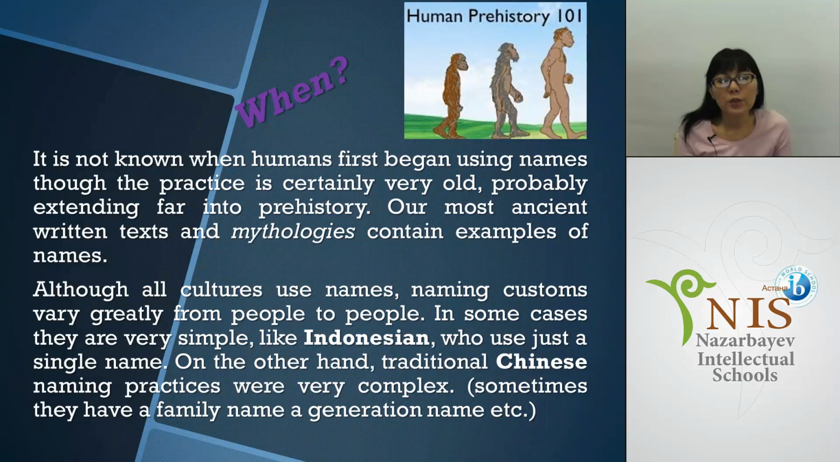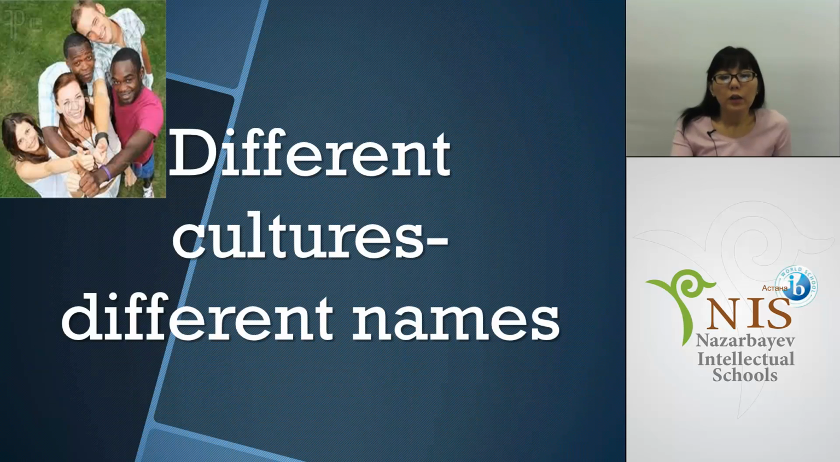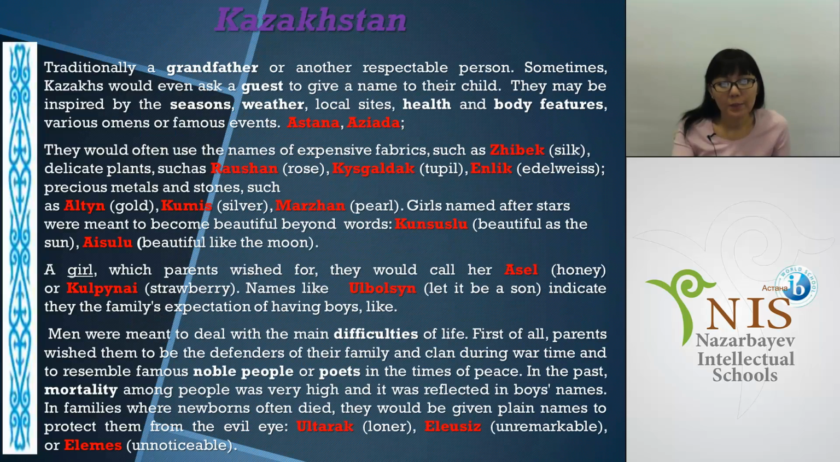Although all cultures use names, naming customs vary greatly from people to people. In some cases they are very simple. For example, in Indonesia, they use just a single name. On the other hand, they vary a lot according to tradition. For example, Chinese names are very complex. Sometimes they have a family name, a generation name, etc. So it takes more than two words, two names. Through these examples we can say that different cultures bring us different names, and through names we can identify different cultures. And let's go back to our country.